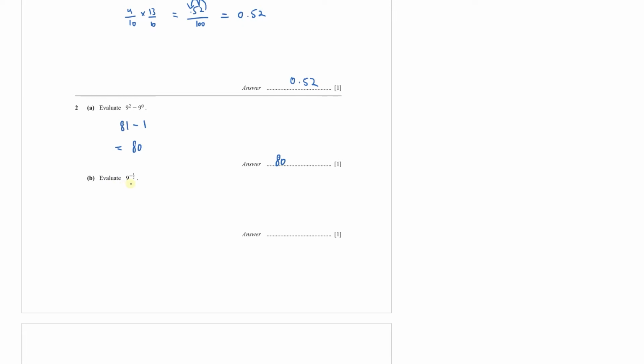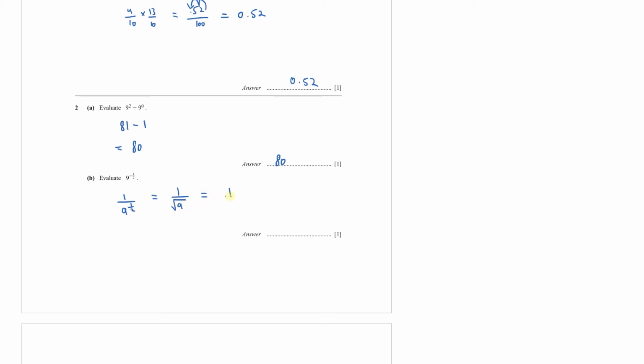Here you have to evaluate 9 power minus 1 by 2. So I can convert this power to a positive 1 by 2 by taking the reciprocal. So this will become 1 over 9 power 1 over 2, which is basically 1 over square root of 9. Power 1 by 2 is a square root. So square root of 9 is 3.